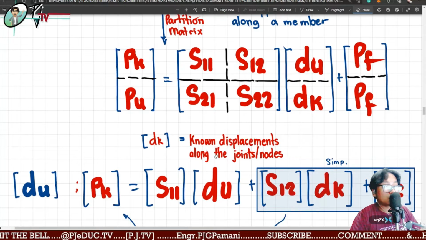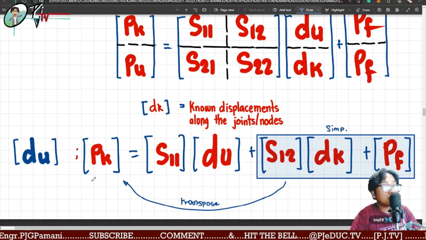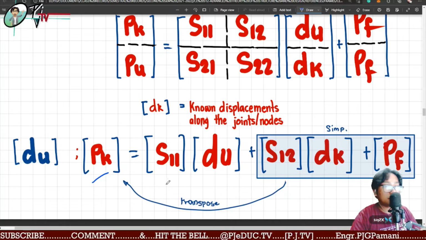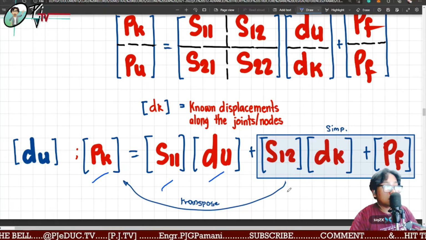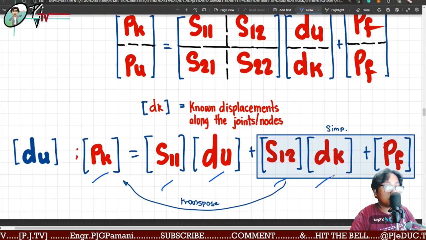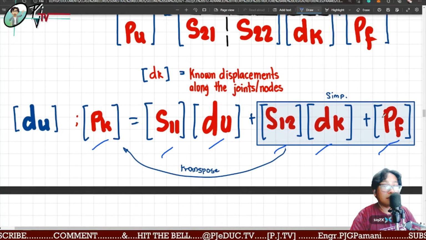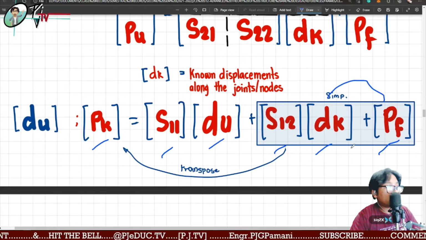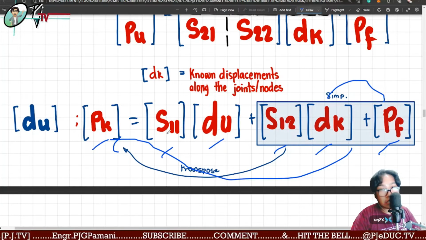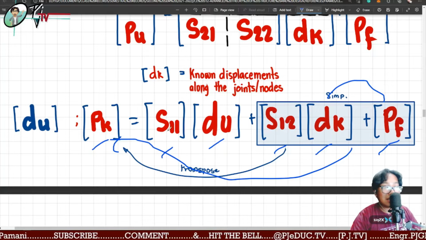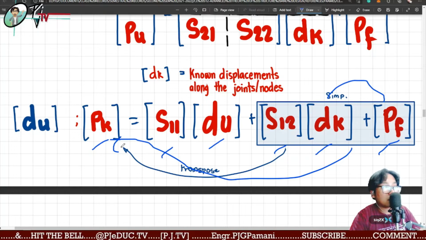Okay? So solving for the unknown displacement, basically the known forces equal now to the structure matrix S11 based on our partition times the unknown displacement plus the S12 times the known displacement plus the fixed end forces PF, no? Summate muna natin itong dalawa bago natin i-transpose to subtract with PK. Then divide that with S11, or multiply that with the inverse of S11. Okay? Baka makalimutan ninyo dito muna bago ninyo i-transpose.